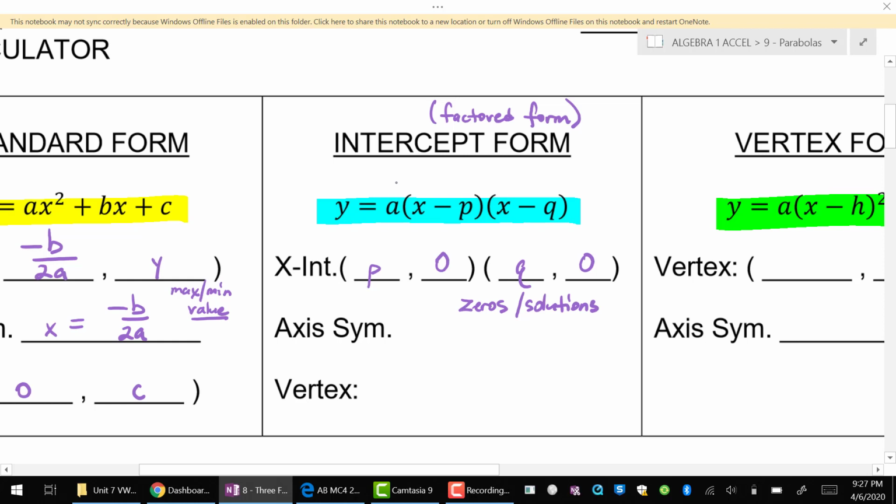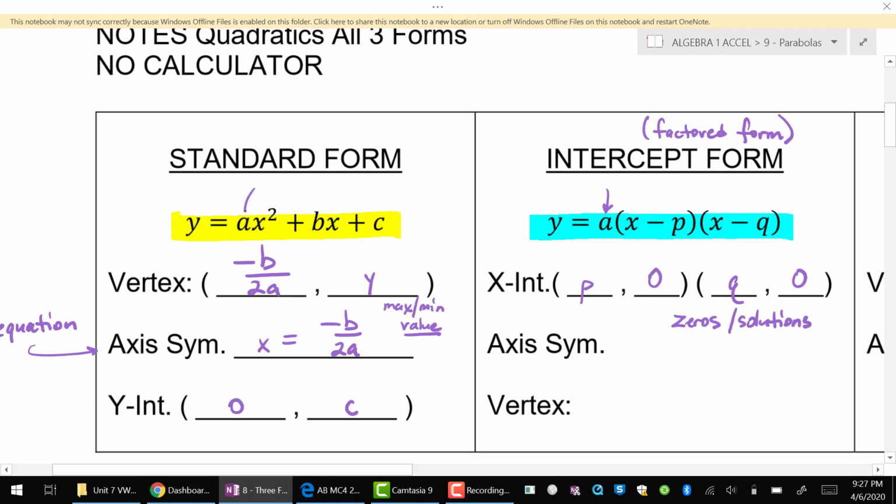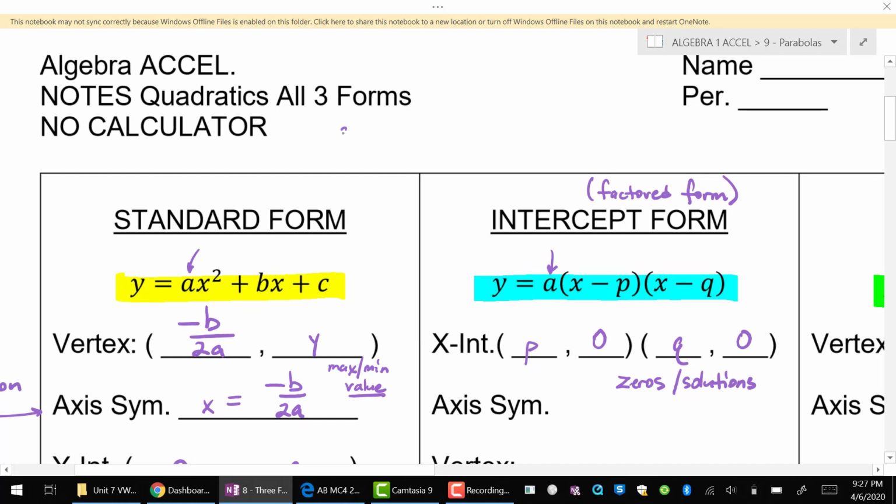Notice also we have that a value, the leading coefficient, in front of the two factors. Sometimes that a value is 1, sometimes that a value is negative, sometimes it's some other positive constant, and that's going to control whether the parabola opens up or down, if it's positive or negative. In fact, we'll add that back here to standard form. Don't forget that whenever you see an a value, it's the a value that controls how the parabola opens. If a is positive, the parabola opens up. If a is negative, the parabola opens down.